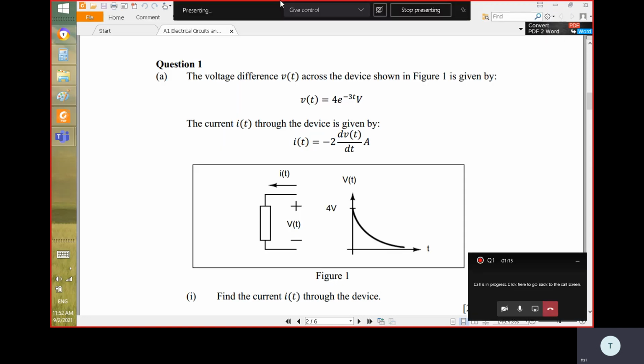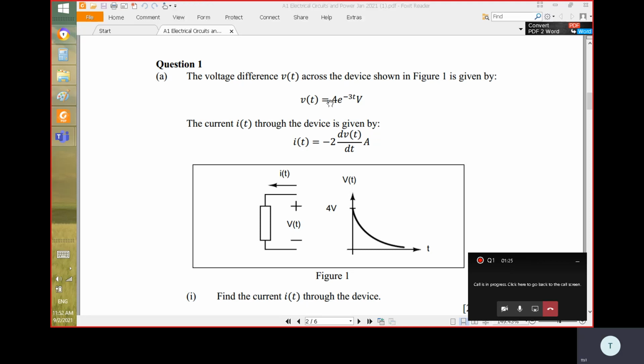Okay, guys, for question 1 of assignment 1, you are given the voltage as an exponential, e to the minus 3t. So this is a value here, but we have an unknown here, t, which is the unknown in the time domain.